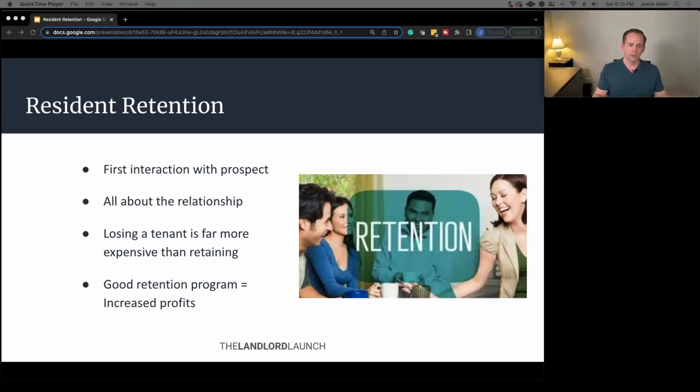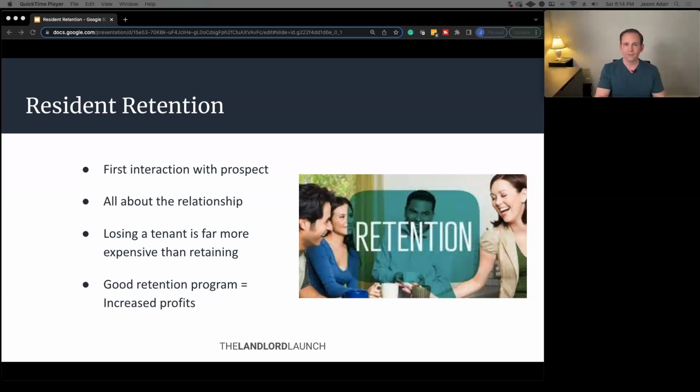Again, like I said before, losing a tenant is far more expensive than retaining. And in my opinion, the longer you can keep a tenant in place just means more profits. You're going to have fewer turnover expenses. When I say good tenants, I am also qualifying that with the idea that they're paying rent on time and they're taking care of your property. If they are not doing those things, that's not a tenant that we want to retain. That's a whole different issue.